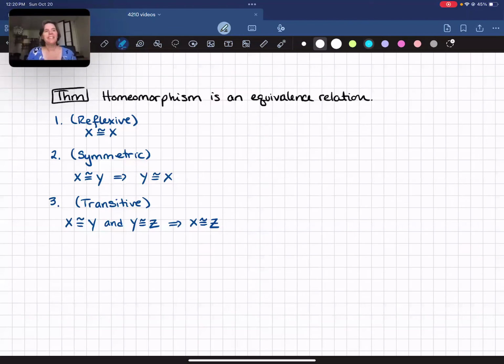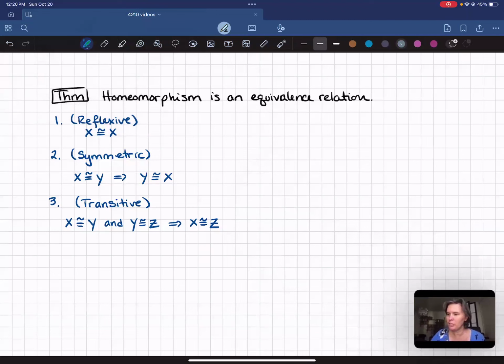Hi, this is Barrett Givens, and in this video, I want to show that homeomorphism is an equivalence relation. Homeomorphism is an equivalence relation.